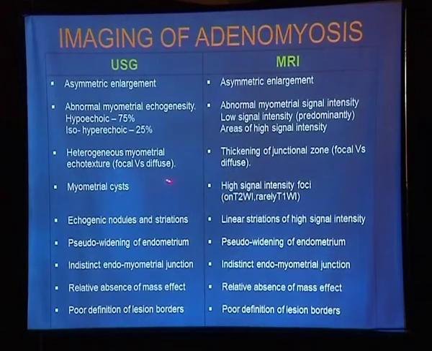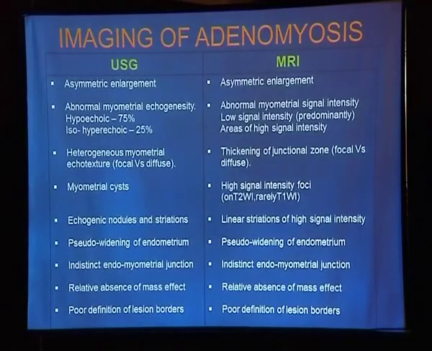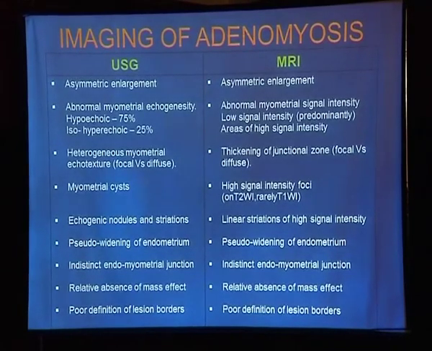And if you have subendometrial small cystic areas, which can be seen on MRI as high signal intensity foci, then think about adenomyosis. You can also see small echogenic nodules and striations from the endometrium, which I'll be showing you pictures of. And we have something called a pseudo-widening of the endometrium. The endometrial borders become fuzzy, and the endometrium looks actually thicker than what it normally is. Then it is a case of adenomyosis.